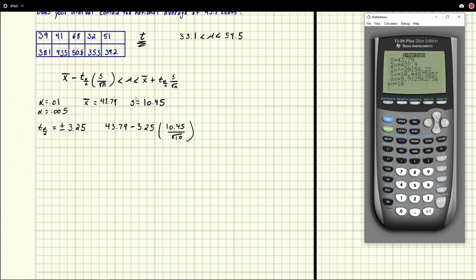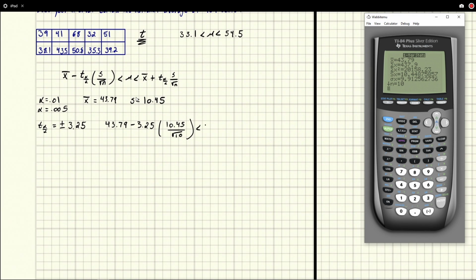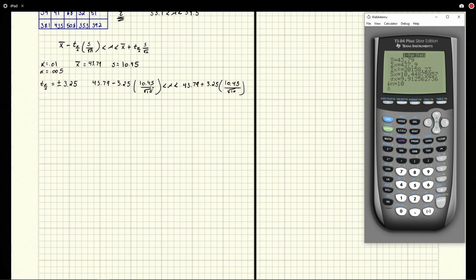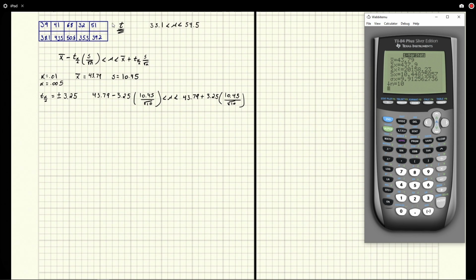And then on the other side, we're going to have the same thing, 43.79, but it's going to be plus 3.25 times 10.45 divided by the square root of 10. That's the only difference. And I skipped a middle step here, right? The mean is in the middle of these two things. So, okay, with this formula, we should get the same interval as we did up here. We expect these numbers.